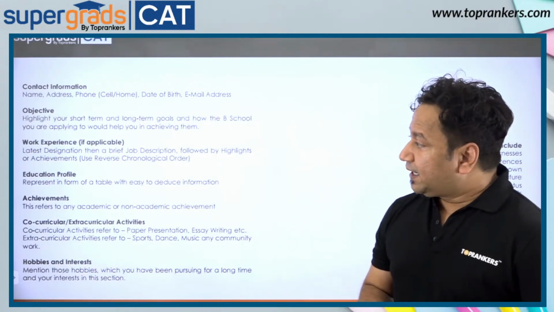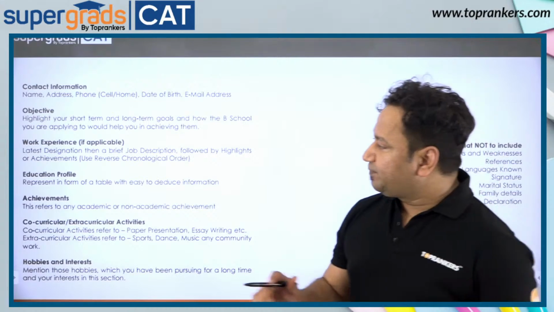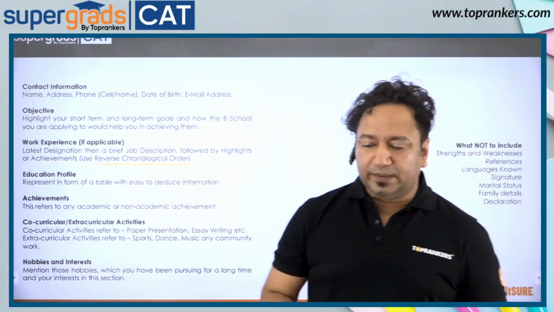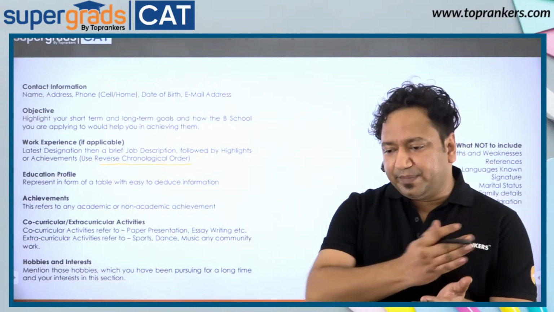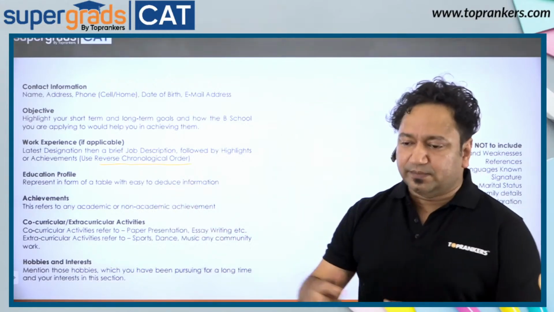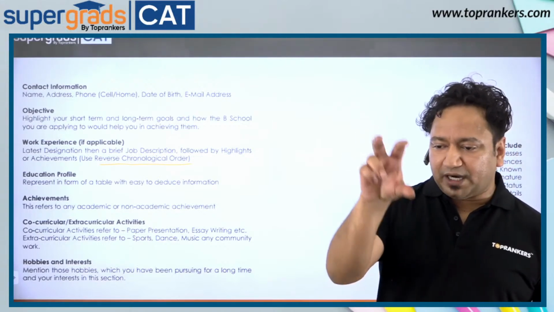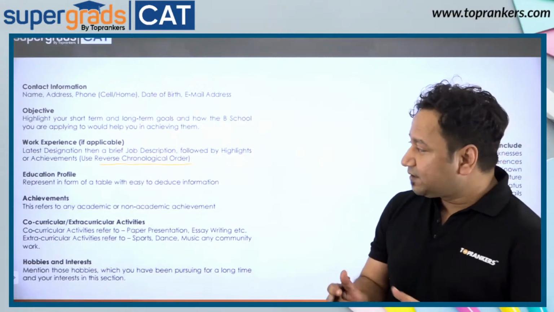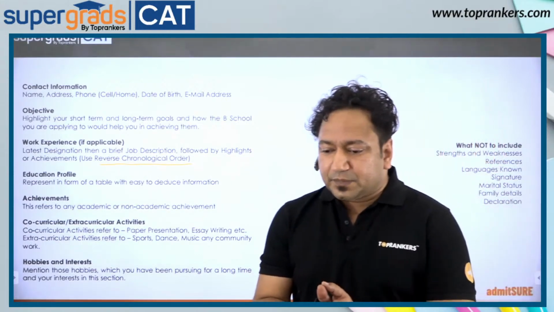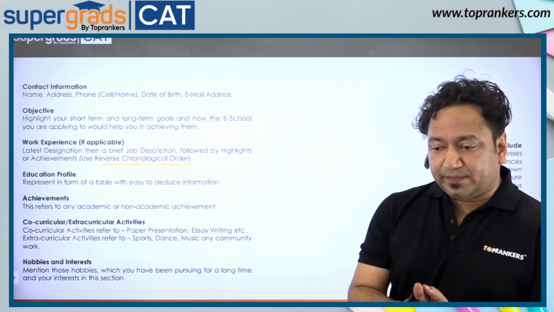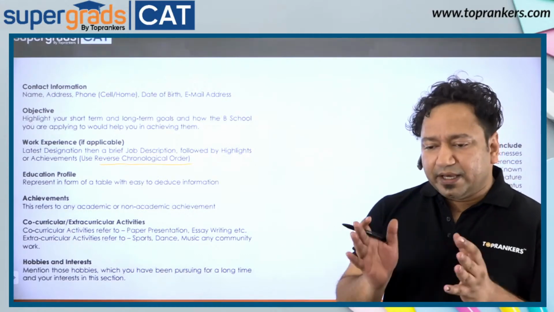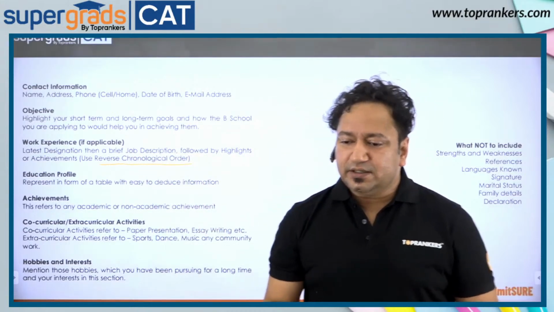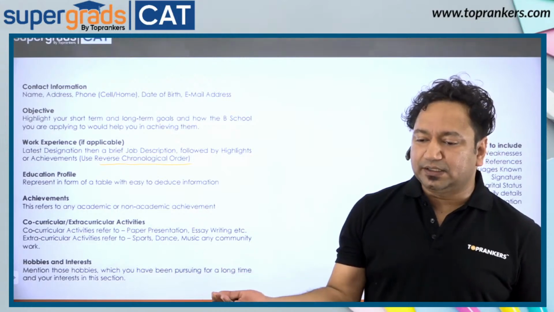All right, and the thing is, you should be using reverse chronological order. When I say that, what do I mean? What is chronology? It's a time-based linear progression. So if you go from past to present to future, that will be known as the chronological sequence. But if it is a reverse chronology, that means your recent designation should be used first, then a brief job description of that recent designation, followed by the highlights or achievements.